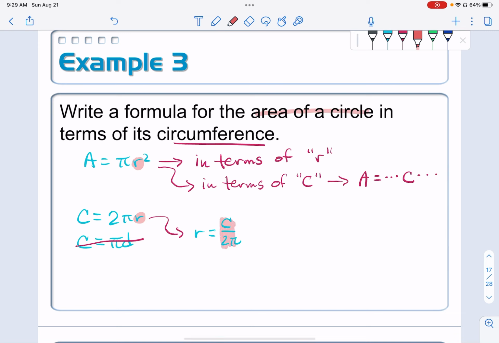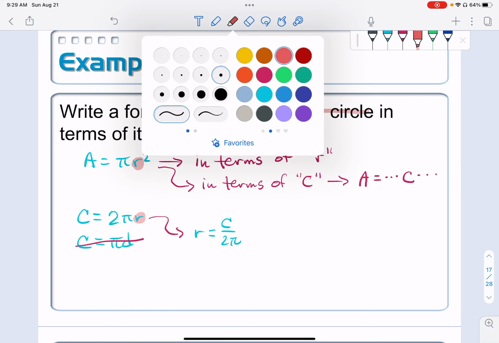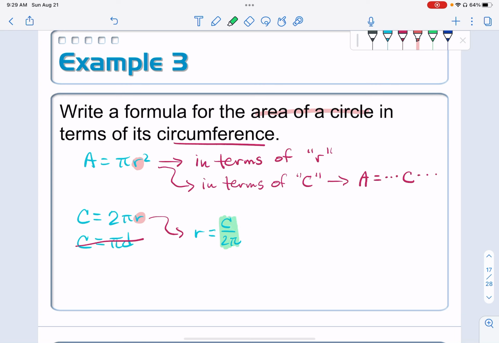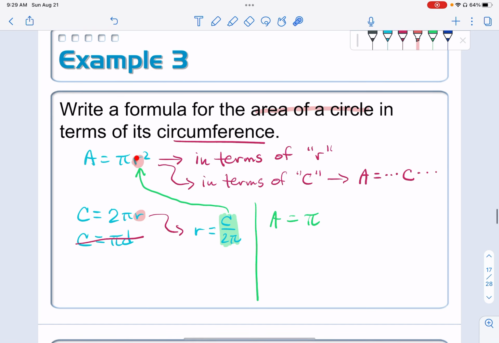Now I'm going to take the quantity C over 2 pi, and then I am going to substitute that in for r in the area equation. So here's what my new equation is going to look like. I have A is equal to pi, and think of this r right here as a placeholder, so I'm going to put some parentheses there. Where r used to be, I'm going to replace it with C over 2 pi, and I can do that because that is equal to r for a circle. C over 2 pi, and then I have to square it because it's r squared.